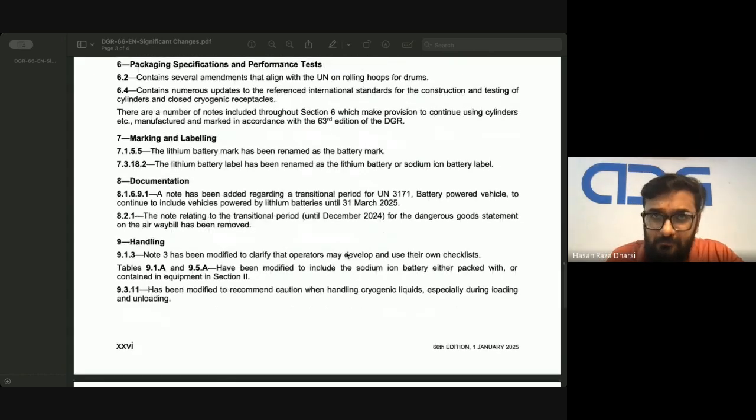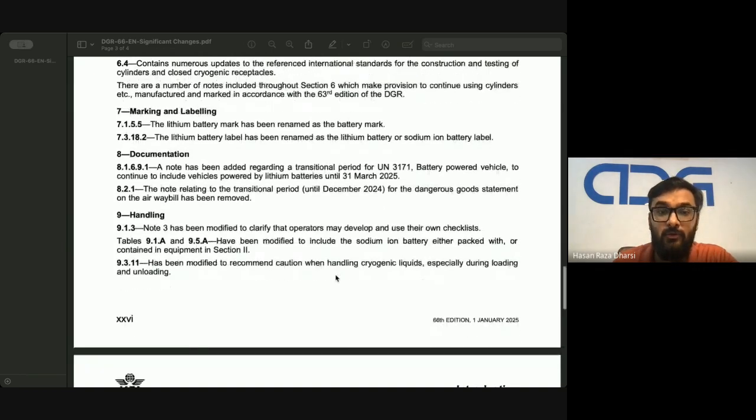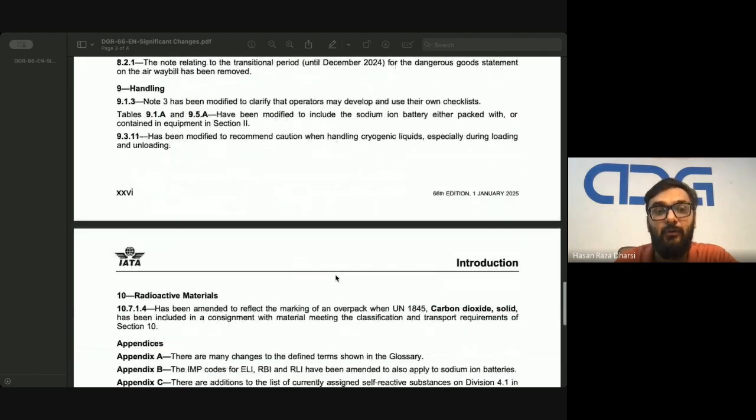Coming up to section 9 handling, Note 3 has been modified to clarify the operation made. Operators may develop and use their own checklist. Now, operators can also make their own checklist based on their requirement and their need. Tables 9.3.A, 9.1.A and 9.5.A have been modified to include sodium ion batteries either packed with or contained in equipment in section 2. 9.3.11 has been modified to recommend caution when handling cryogenic liquid, especially during loading and unloading.